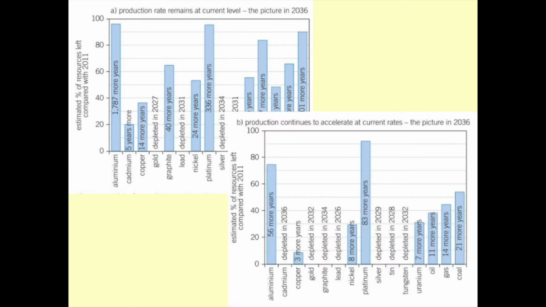then this graph is showing that if our production continues to accelerate at the current rates, what we're going to look like in 2036. And here a lot more metals and resources will have been depleted by then.